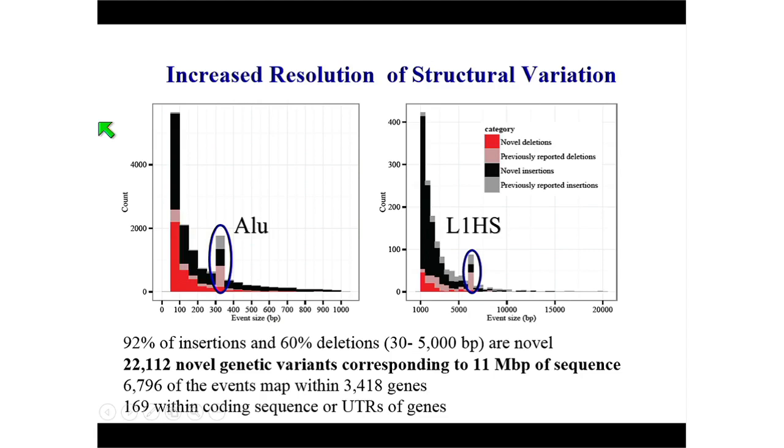Well, if you care about areas of the genome that contain genes, or coding sequences, or UTRs, you can see the breakdown. So 7,000 of the events map within 3,418 genes. These are the novel variants. And 170 map within the UTRs of genes, or untranslated regions.